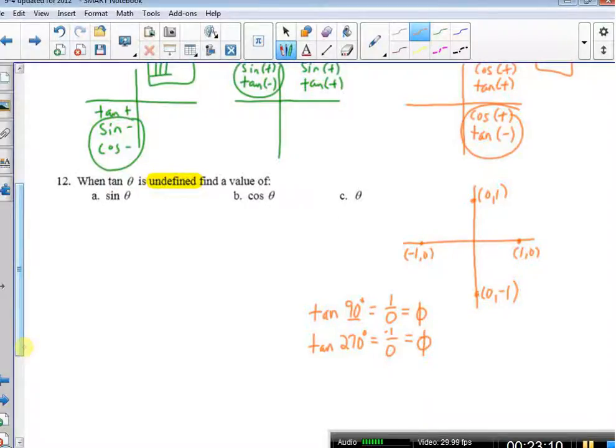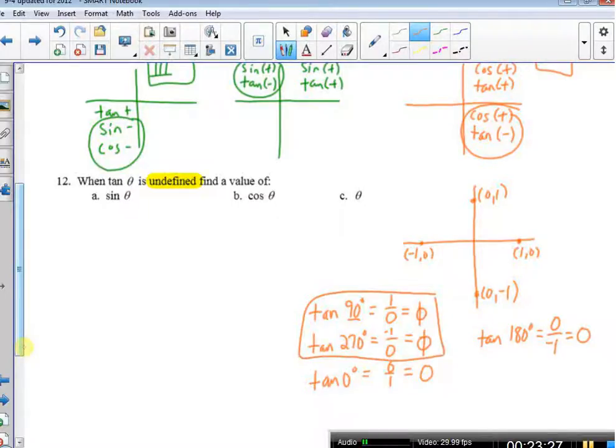The tan of 0 is going to be y over x. That's 0 over 1. That's just 0. And the tan of 180 is y over x. That's 0 over negative 1. That's also 0. So these are not the ones I'm looking for. It's undefined when theta is 90, 270, and then any coterminal to that. So negative 90, negative 270, etc.